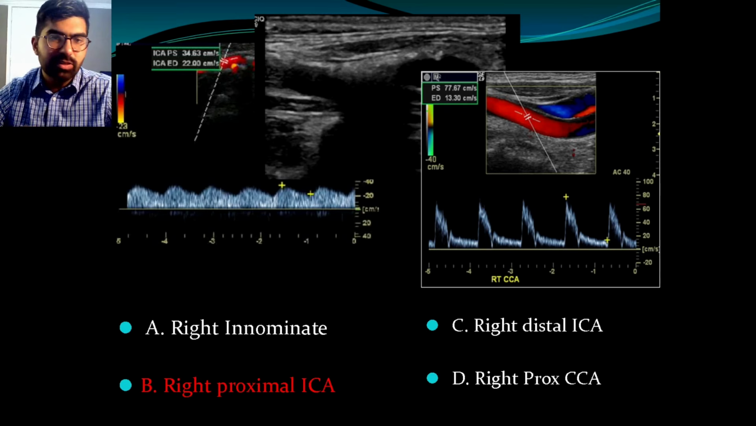If you see a distal waveform, like here, that's tardus parvus, you have to assume that there is a lesion proximal to that. Now the right common carotid artery waveform looks very, very normal. So you have to assume it's in between the distal ICA and the common carotid artery. And again, the most common location for disease, as we all know, is the carotid bulb, which extends into the ICA.